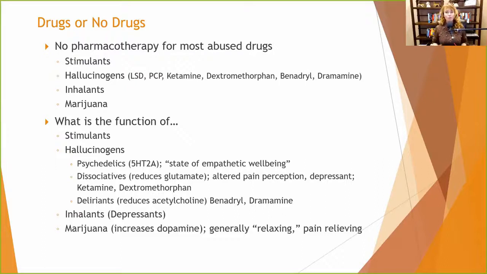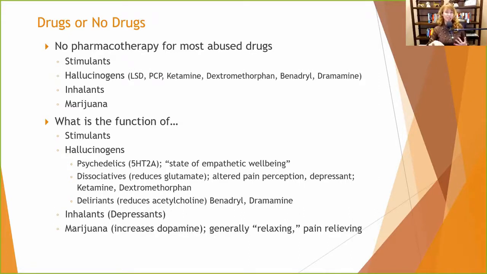So if you've got somebody who's using psychedelics, and we're talking about your LSD, PCP, they're using them often to get that state of, quote, empathic well-being. They just kind of love everybody and the world is good and we're going to hold hands and sing Kumbaya. I would want to say, what is it when they're not on that? What are they feeling when they're not on that that they really need a drug to help feel empathy and compassion and love for themselves and other people?